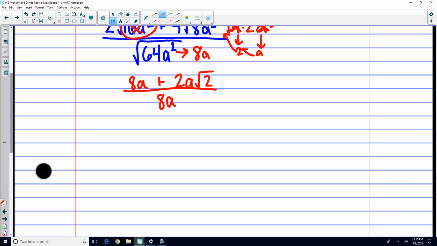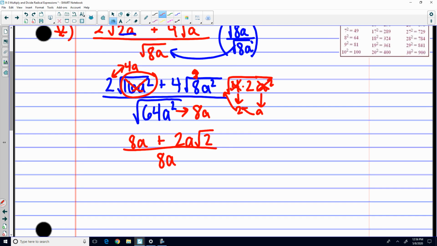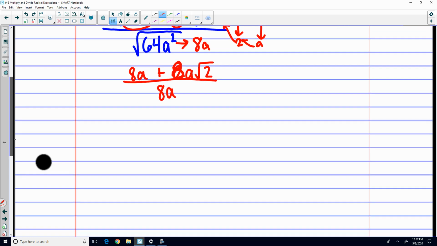Oops, you know what? I missed something, everybody. I took out this 2, but I didn't multiply it times the 4. This is actually an 8 here. Let me go back to that. I took this out as 2a squared root of 2, but I forgot to multiply it times the 4. See, mistakes can happen. We're fixed now, though. Okay, we're fixed. All right, so let's divide.